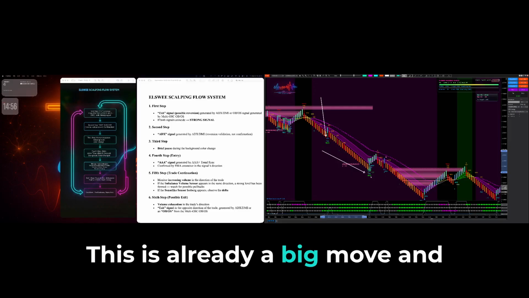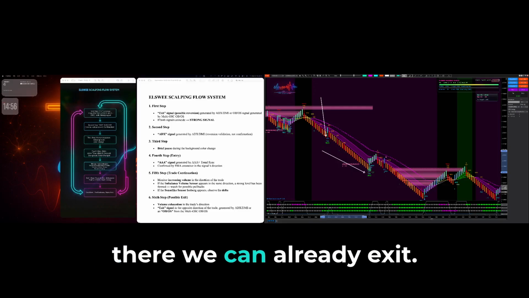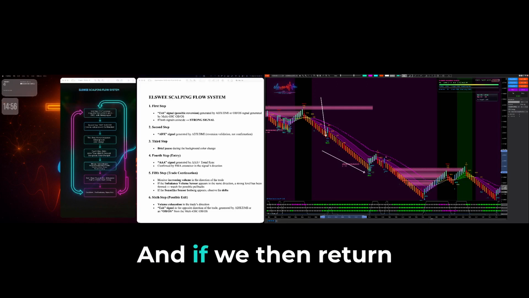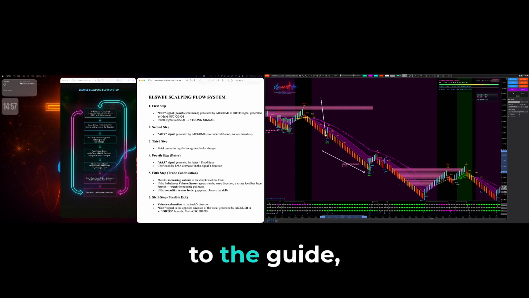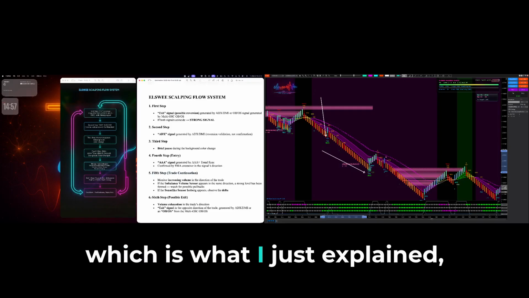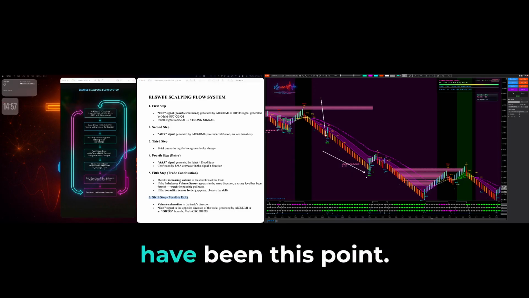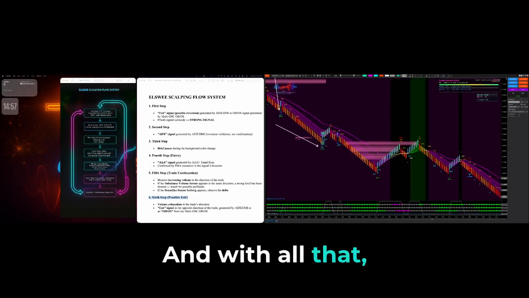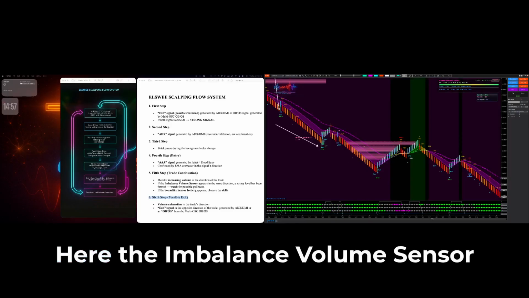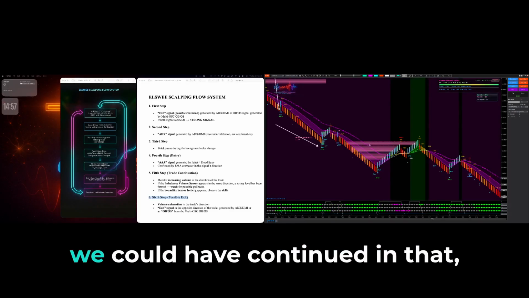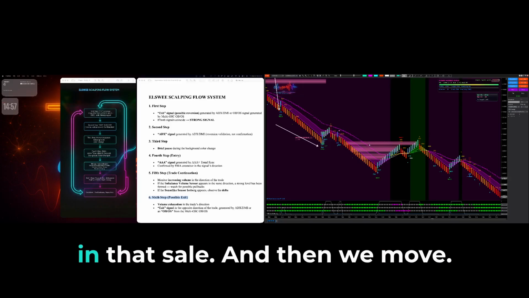This is already a big move, and there we can already exit. And if we then return to the guide, here we see the trade continuation, which is what I just explained, and also where the possible exit is, which in this case would have been this point. And with all that, look how it came back. Here the imbalance volume sensor comes out again, confirming that we could have continued in that sale. And then we move.